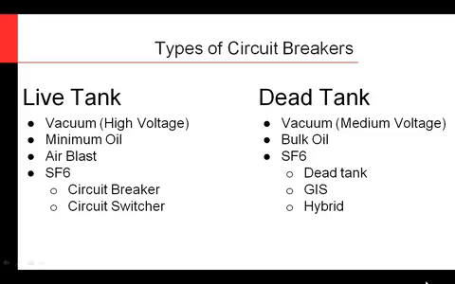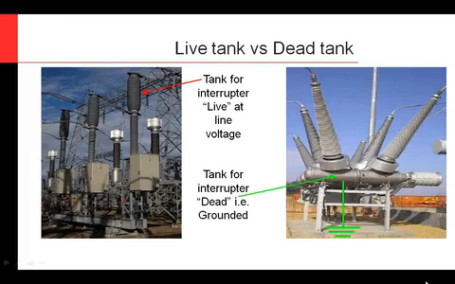So what do I mean by live tank and dead tank? Live tank circuit breakers means that the actual interrupter, the tank housing the interrupter, is at line voltage. So you'll see up here that the circuit breaker, the interrupter, is inside here, and you've got high voltage on both sides there. And during operation, this tank is at line voltage.